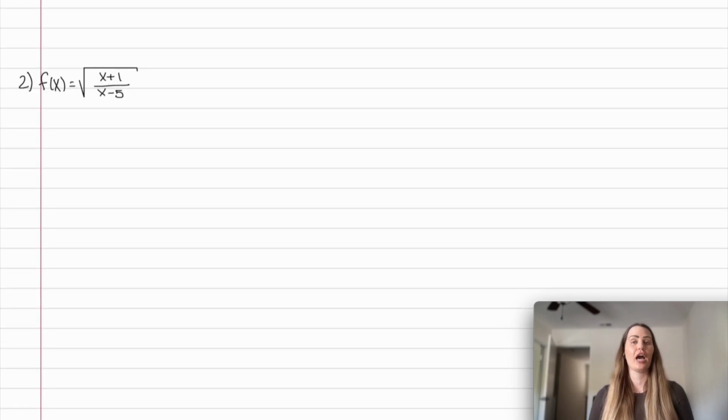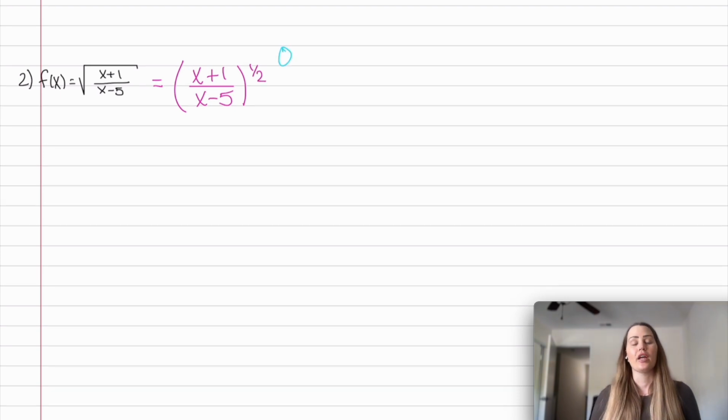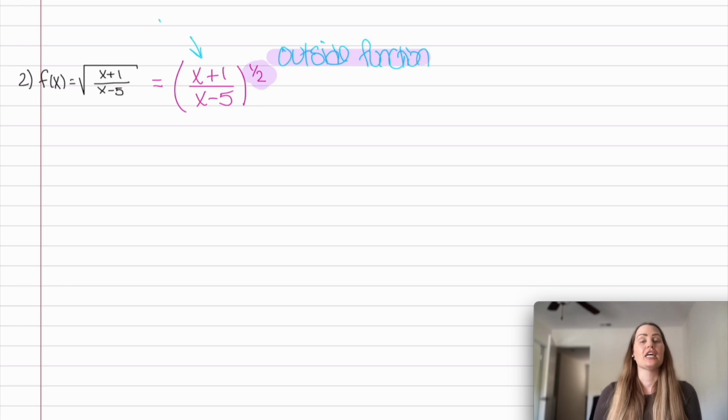Next, we're going to look at a square root function. So when I see a function with a square root or any power really, I like to go ahead and rewrite that very clearly for myself so I know I'm taking power rule. So I go ahead and write it to the 1/2 power, and that's actually my outer function. That 1/2 power is going to be my outer function, and I will take a derivative of that using power rule. Then the inner function is the x plus 1 over x minus 5.